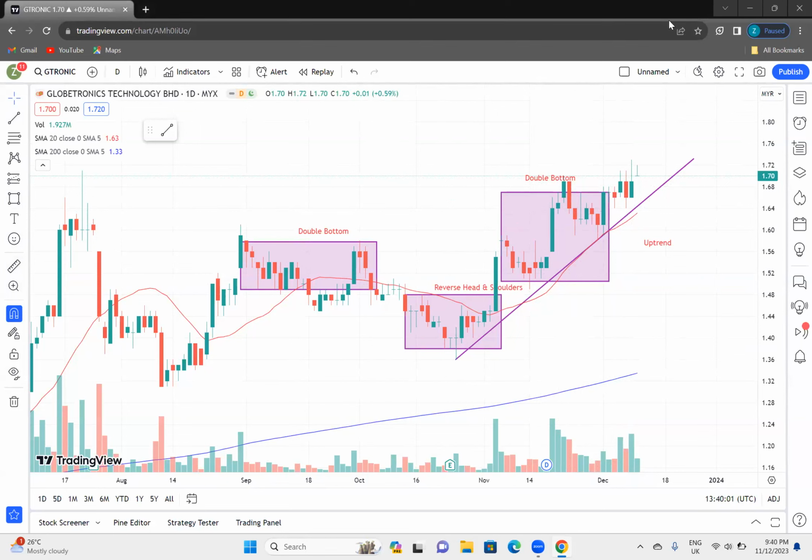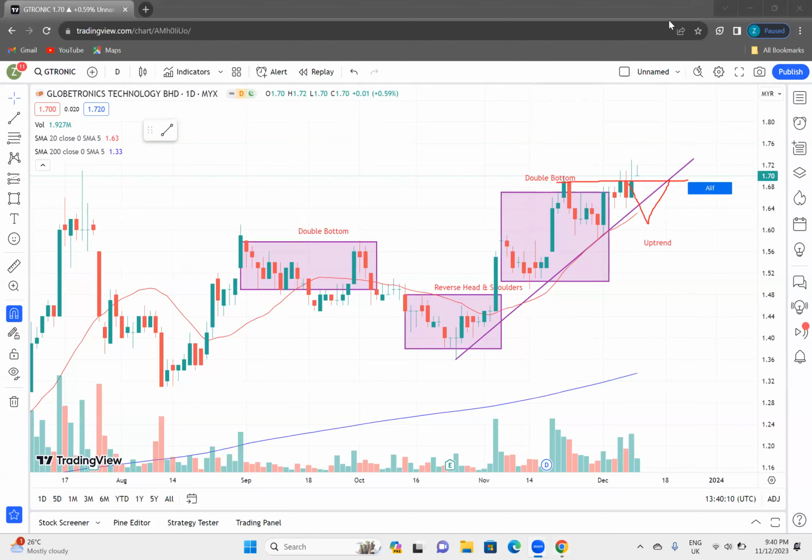Let's say they form like this, and only then you can say that this is a double bottom. Then just wait. Let's say double bottom, they should break out. Let's say they want to form double top. The first top, second top. And then this is the neckline, the support level. Just wait for the price to break down. And then, yeah, as simple as that.